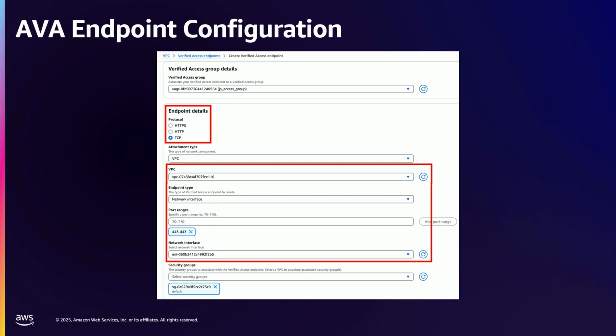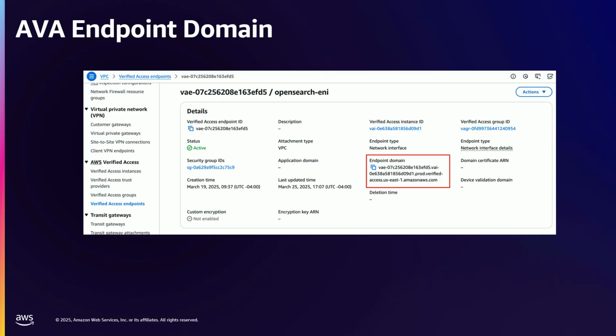Then we create an AVA endpoint, configure it with TCP, set the VPC to the VPC endpoint, set the endpoint type to network interface, and that's the only endpoint type that AVA will support with OpenSearch Serverless. Set the port range to the HTTPS port of 443. Set the network interface to the network interface of the VPC endpoint. And then choose your security group to allow access. Then once we do that, we create the AVA endpoint, and again, use the endpoint domain to connect to the AVA endpoint.